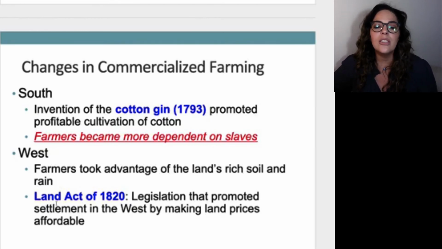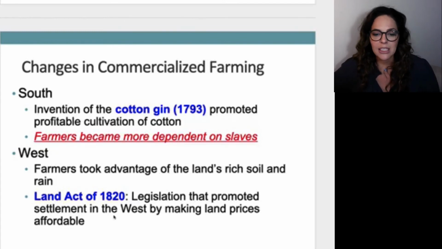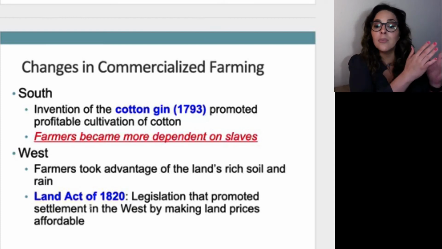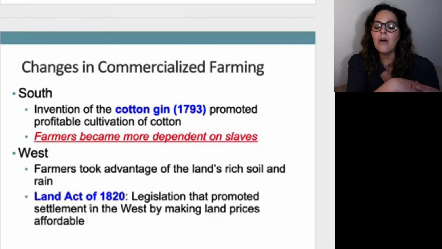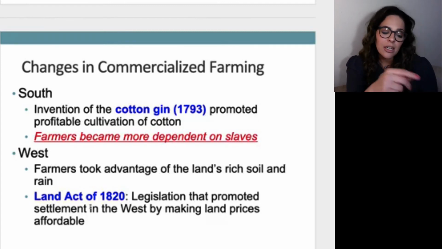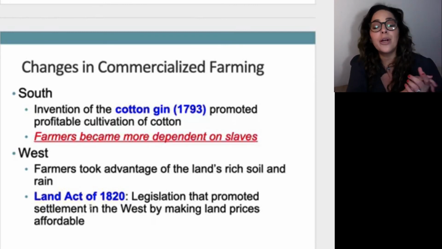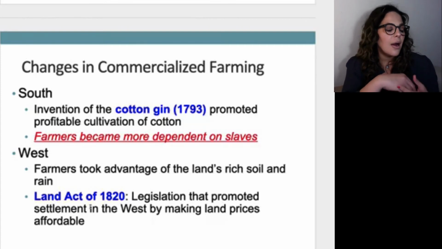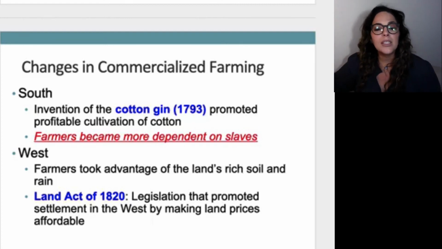In the West, one of the changes that you see here as well is that farmers are going to be taking advantage of the Land Act of 1820. So what this law basically did was it promoted settlement of the West by selling smaller parcels of land, and maybe putting them into payments as well, making land ownership easier and cheaper, right? So you didn't have to buy 100, 200, 300, 400 acres of land. You could buy 10, 20, 30 acres of land. So that's cheaper. But then also, you can pay it over time.